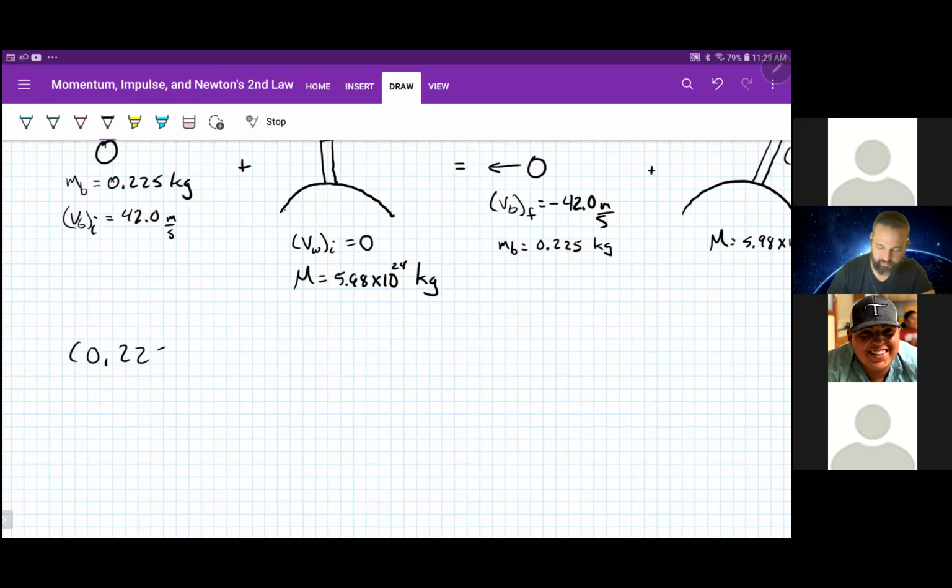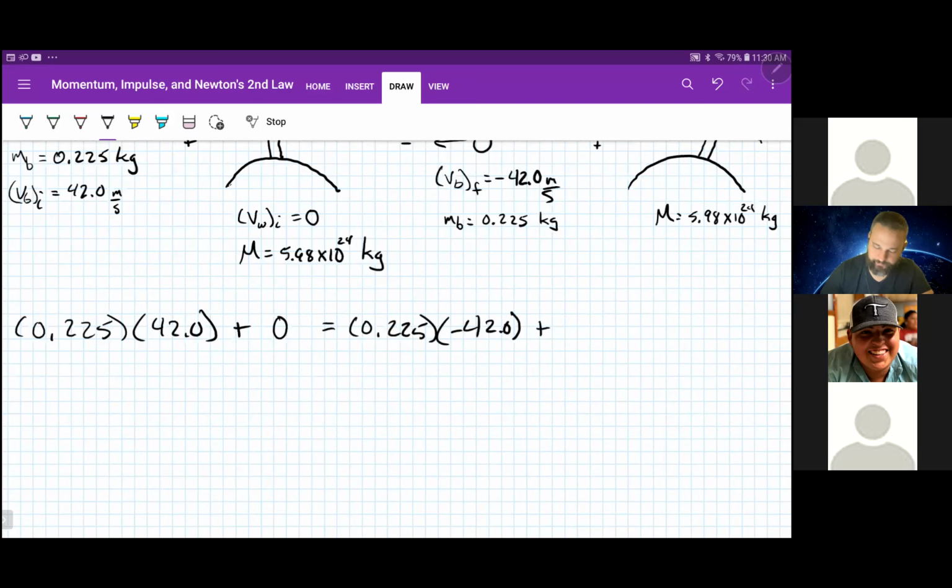Okay, so 0.225 times that speed of 42.0, plus, this is going to be zero, so I'm just going to write zero, is equal to 0.225 times the negative, don't forget, it's going to the left, so it is negative 42.0, plus the 5.98 times 10 to the 24th times V of the wall final.